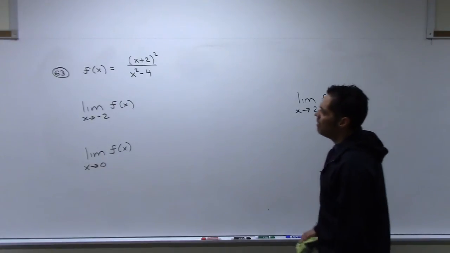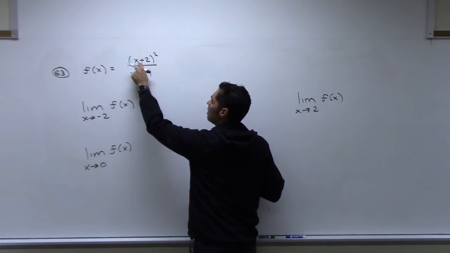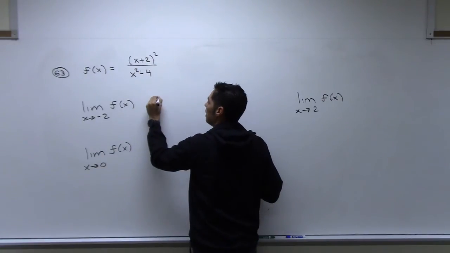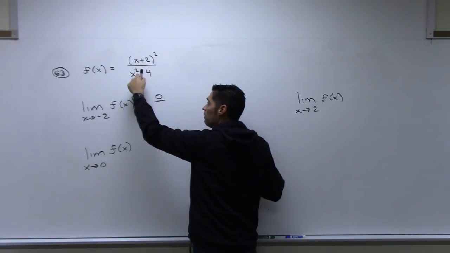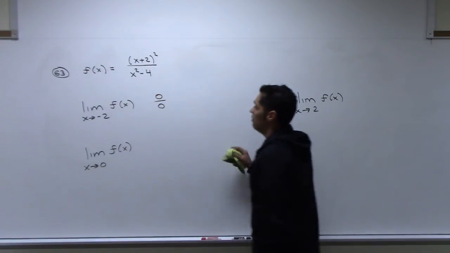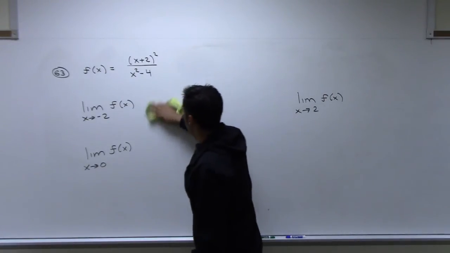All right, let's try -2. If I plug in -2 right here, I get -2 plus 2, that's 0. 0 squared is 0, so I'm getting 0 on top. -2 squared is 4. 4 minus 4 is 0, so I'm getting 0 over 0. That's telling me there's something bad happening here. So I've got to do some algebra.